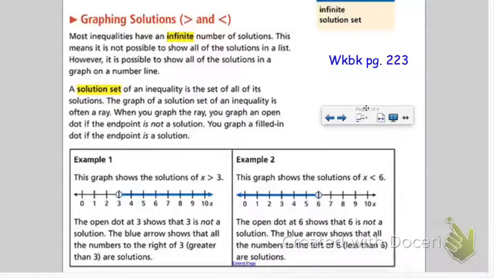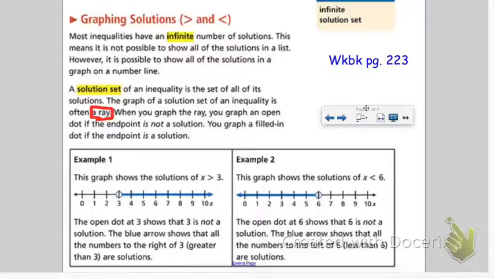A solution set of an inequality is the set of all of its solutions. The graph of a solution set of an inequality is often a ray. So keep that in mind. It's usually, I shouldn't say usually, it's always a ray. When you graph the ray, you graph an open dot if the endpoint is not a solution, and you graph a filled-in dot if the endpoint is a solution. So if you look at page 223, you see a couple examples.